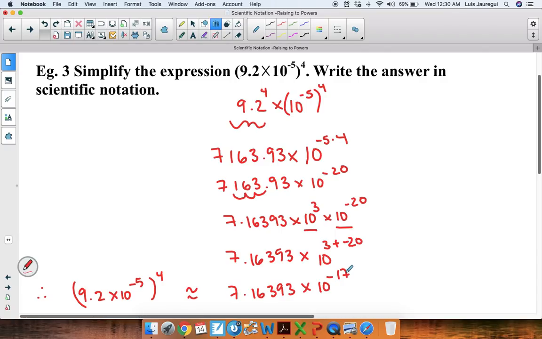So in this video, we focused our attention on scientific notation in the particular case where we were raising expressions to powers.